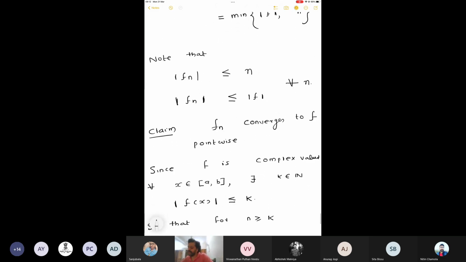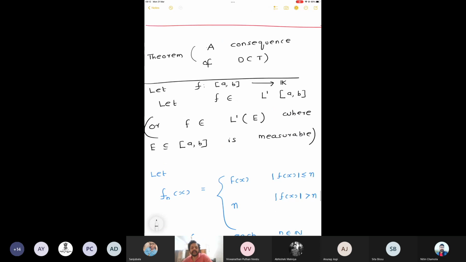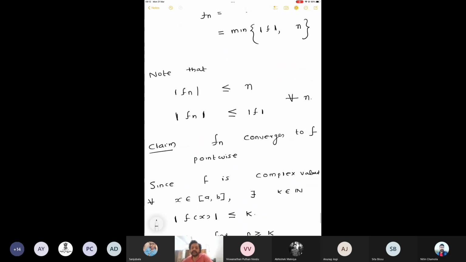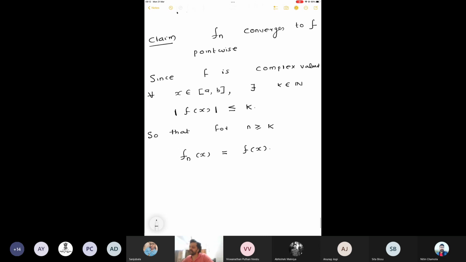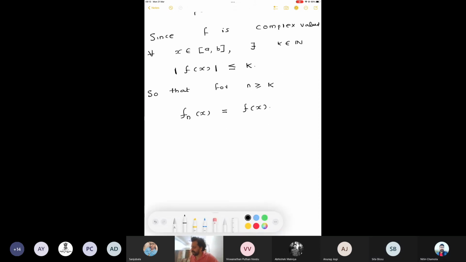Now, do you see that mod f_n is dominated by an integrable function? Mod f_n is less than or equal to mod f, and f is in L1. Therefore, mod f is integrable. So each function in this sequence is dominated by an integrable function, and f_n converges to f pointwise. So this is a perfect place to apply the dominated convergence theorem. Therefore, by DCT, integral mod f_n minus f dm tends to 0.